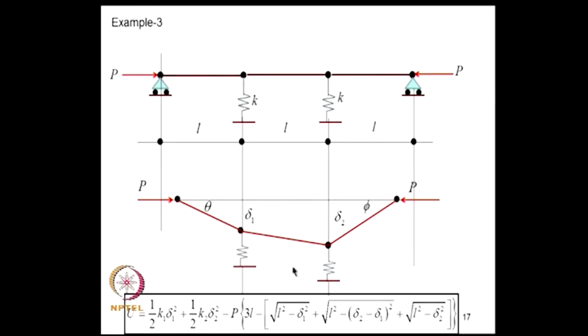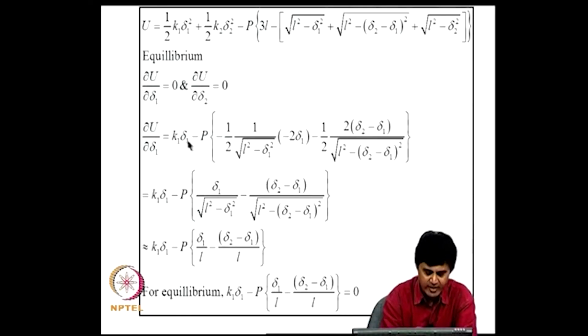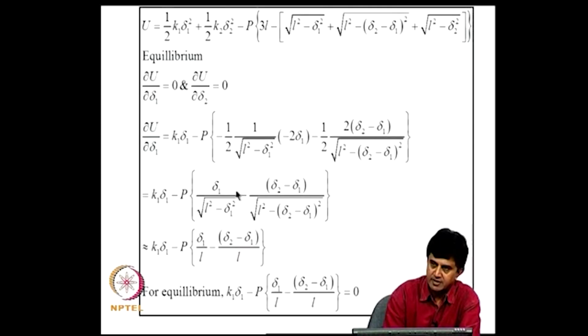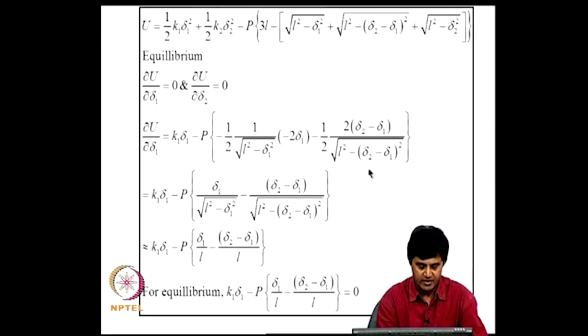You can compute this distance by using simple geometrical arguments, and we get u as a function of delta 1 and delta 2. So, this is the total potential, and for equilibrium I have to differentiate this function with respect to delta 1 and delta 2 and equate it to 0. If I do that I get two equations, for example dou u by dou delta 1 I get this, and here again if I assume that delta 1 is small in relation to L, I can linearize this function and I will get dou u by dou delta 1 is this, and for equilibrium this must be equal to 0.